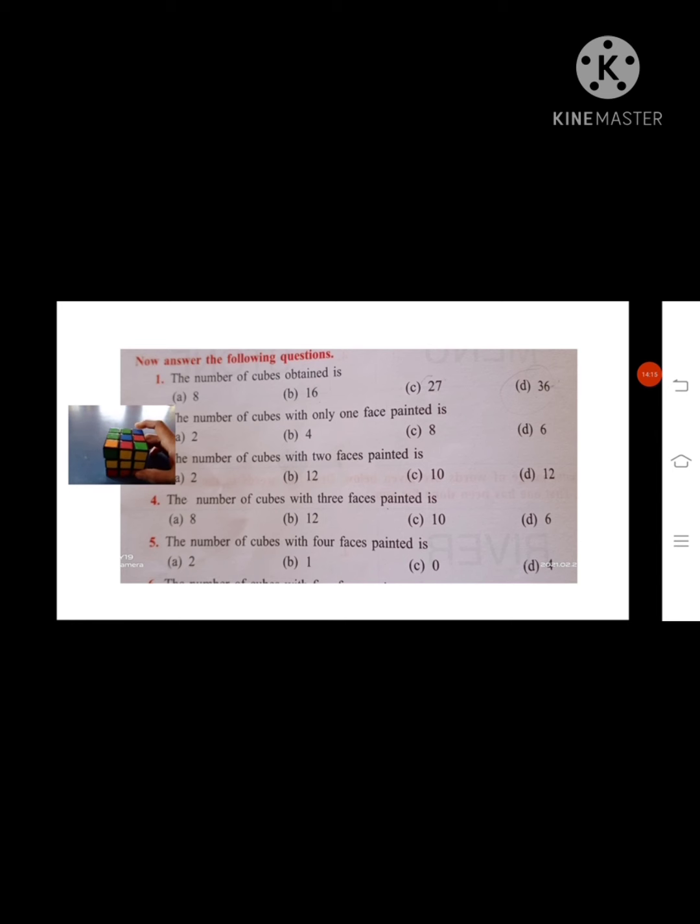Got it? Next question, the number of cubes with 4 faces painted. I hope all of you know that we cannot see 4 faces of this cube. We can see only one side face, we can see two side faces and we can see three side faces. See, this is 3 sides, 1, 2 and 3. But we cannot see 4 faces. So that is why the answer will be 0.